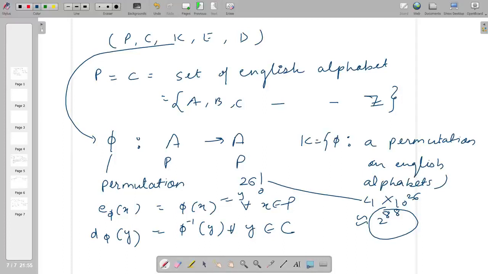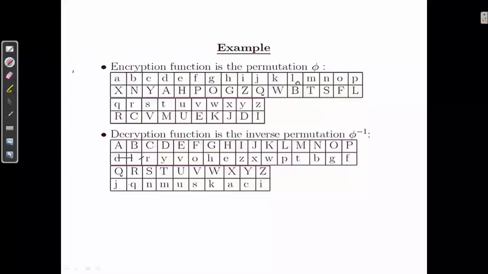Before going into the details of the frequency analysis method of cryptanalysis, I would like to discuss how we can encrypt. Here is an example of an encryption function, permutation phi, and inverse permutation phi. These are the alphabets A, B, C, D, E, F, G, H. Maybe they are written as capital or small, but consider them the same. A can be mapped to X, this is one permutation. B can be mapped to N, C can be mapped to Y. This can be anything, that's why there are factorial 26 permutations.